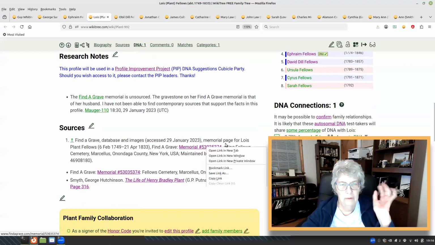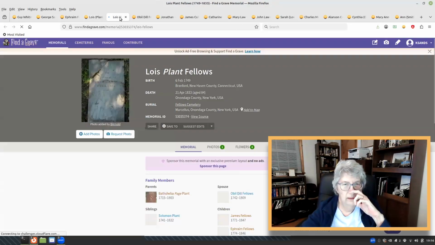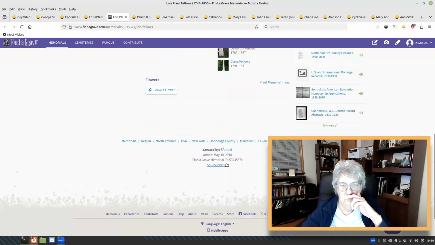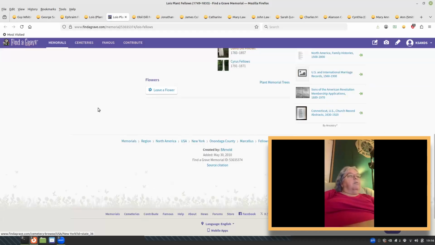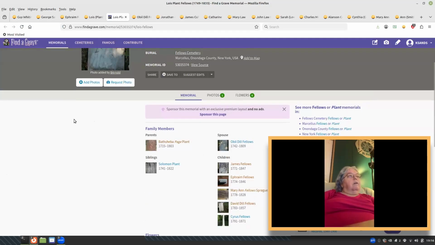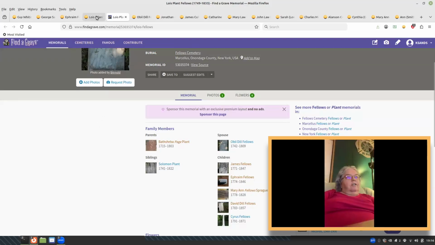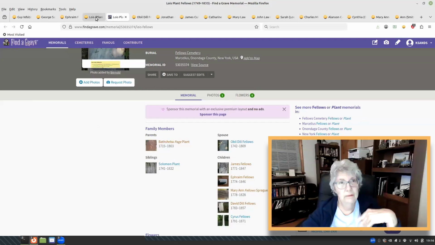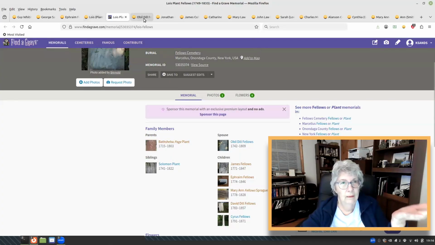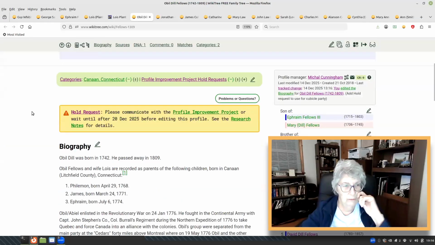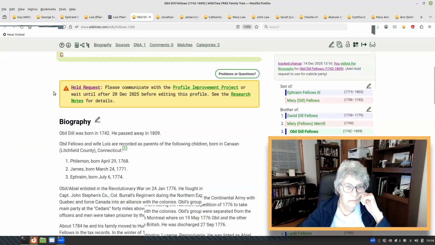So let's see what her Find a Grave has on it. It probably doesn't have any sources. But none of that makes it DNA confirmed. So no, definitely not DNA. So that definitely needs to be changed. But is it confident or is it uncertain? I'll tell you what I think: I think it's uncertain. But let's look at it.